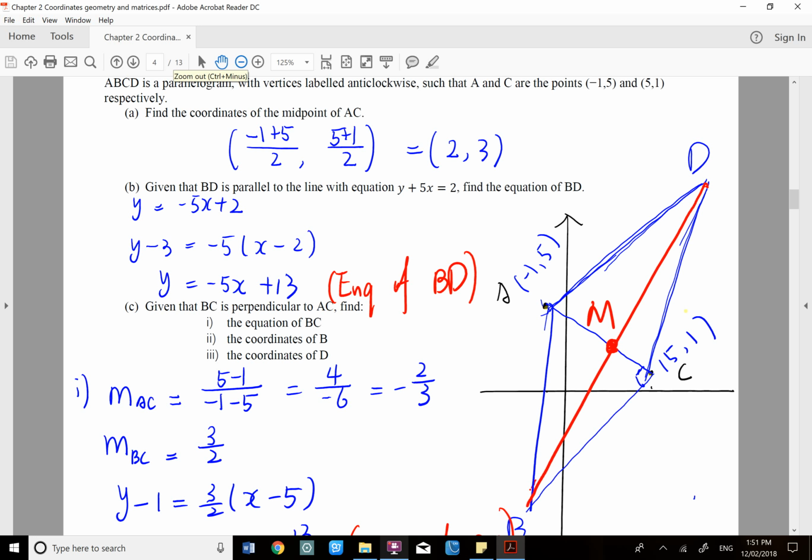Anyway, that is the midpoint. You shouldn't have any problem with the midpoint. If you do, just revise and do more work.